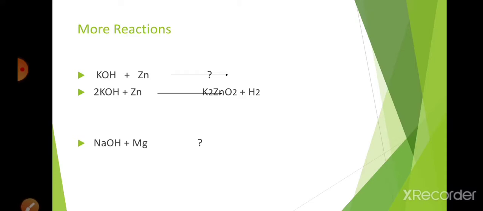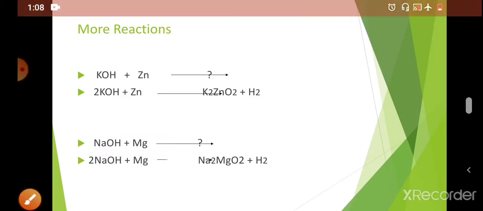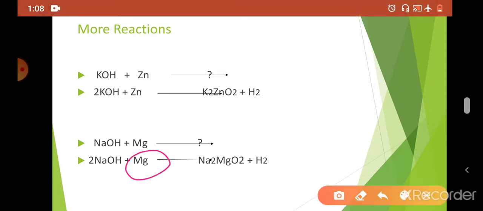Next we are going to NaOH plus Mg. So here also first analyze: this is a base, this is magnesium. Base plus metal gives you salt plus dihydrogen. What kind of salt are you going to get? It's already in front of you. Instead of Zn, you're going to get Na2MgO2 plus H2. So remember the first product, Na2ZnO2, and Zn has plus 2 valency. Similarly, Mg also has plus 2 valency. So it's going to form Na2MgO2. That is the product over here.